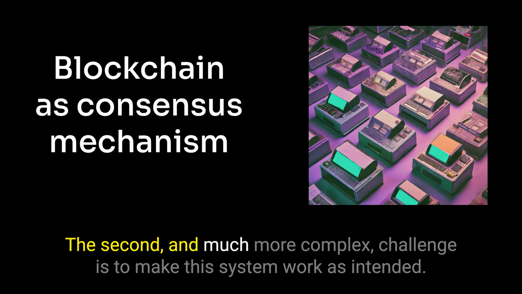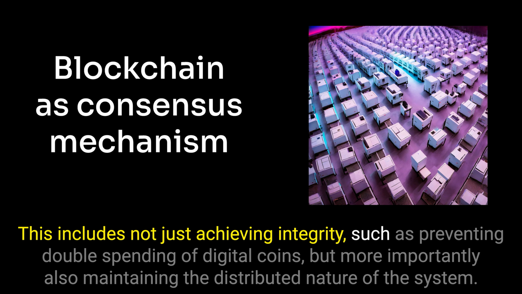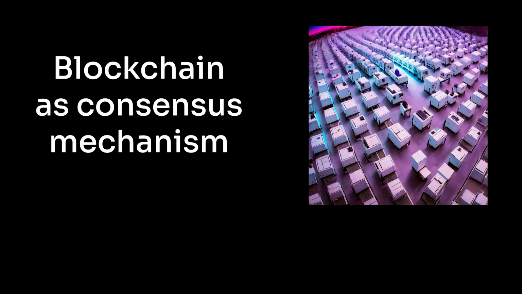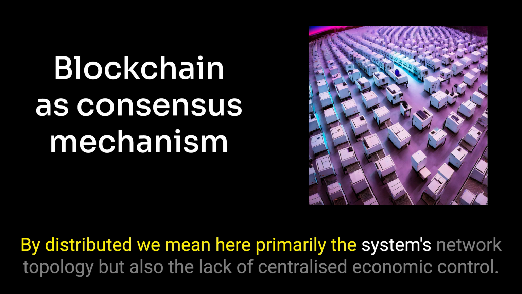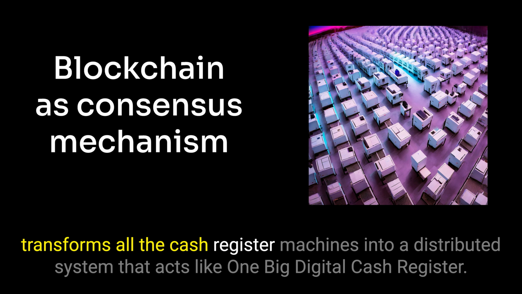The second, and much more complex, challenge is to make this system work as intended. This includes not just achieving integrity, such as preventing double spending of digital coins, but more importantly also maintaining the distributed nature of the system. By distributed, we mean here primarily the system's network topology, but also the lack of centralized economic control. If this is successful, one can think about the blockchain-based payment system and currency that transforms all the cash register machines into a distributed system that acts like one big digital cash register.